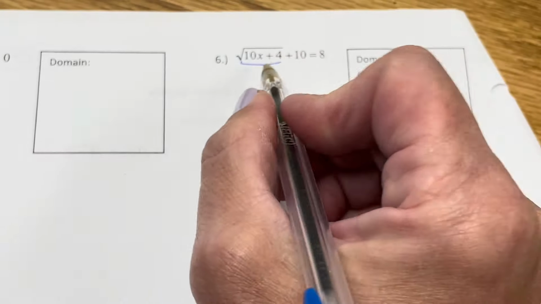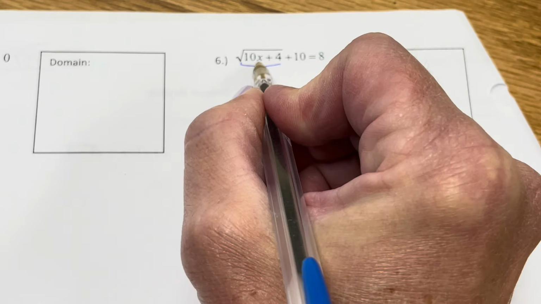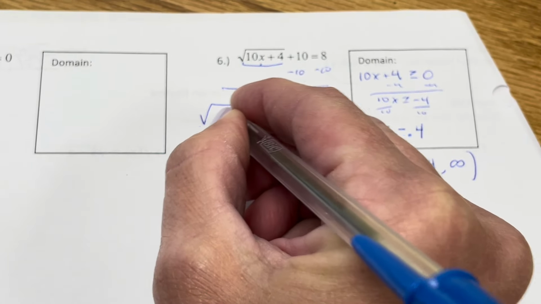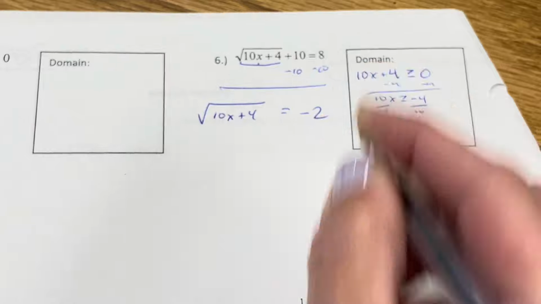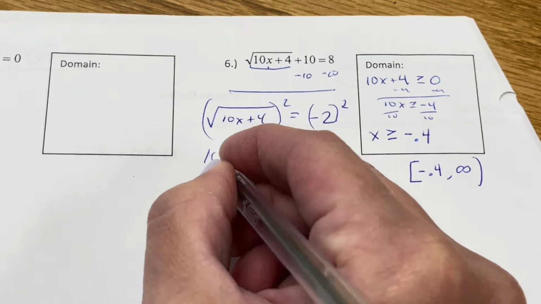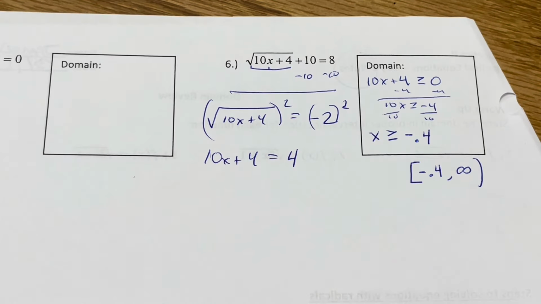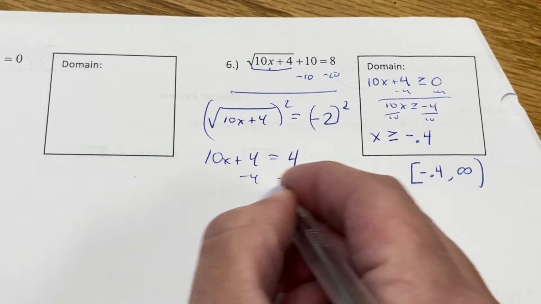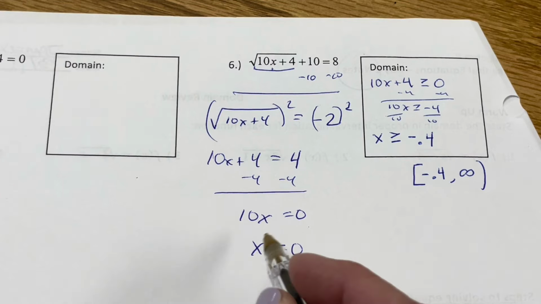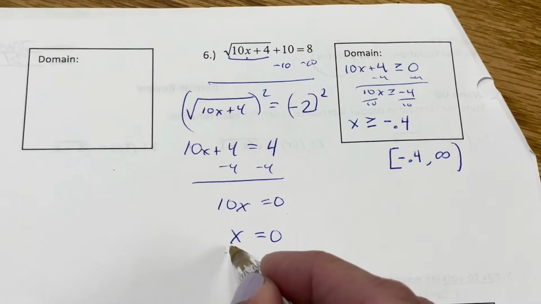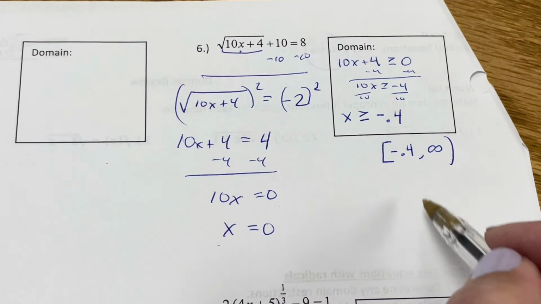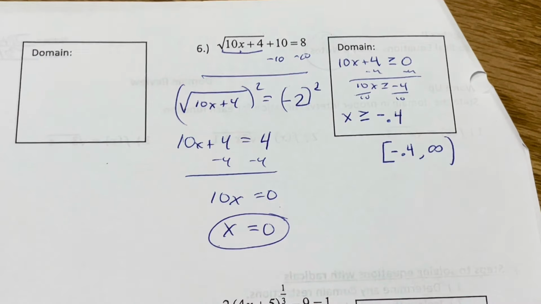Now let's go do the problem. So remember that next step to actually solve this says isolate the absolute value. So I've got to subtract 10 from each side. So now I have the absolute value isolated. Now I can square both sides. So on the left I have 10x plus 4. On the right I have 4. Now let's go solve this. Subtract to get 0, divide by 10, I get x equals 0. Is that in my domain? Go check. Well, yep, negative 0.4 all the way to infinity. Yep, 0 is allowed to be in that domain, so x equals 0 is my answer.